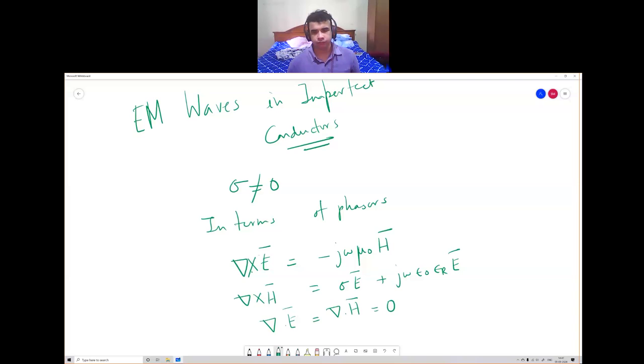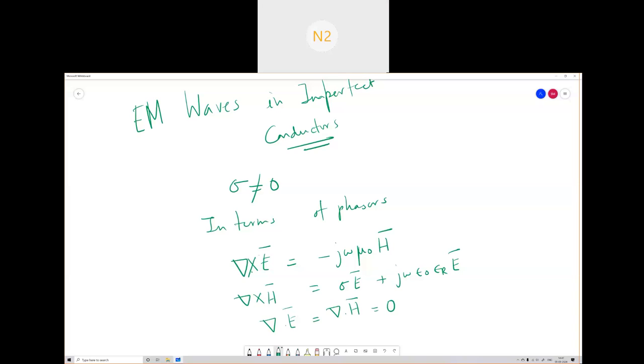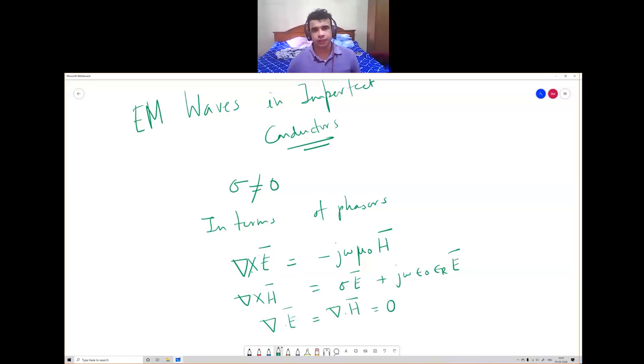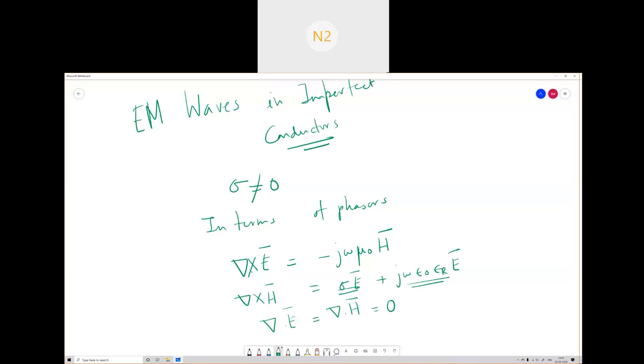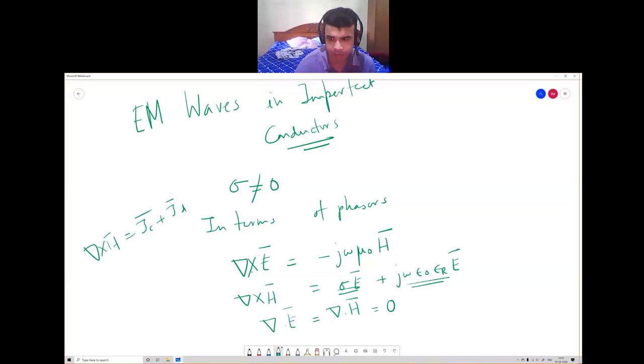The sigma is less, but how much less? Less means it can be not zero, but still this component is much lower than this component, but this component is not zero. Understand? This is J_C plus J_D, right? Conduction current and displacement current.